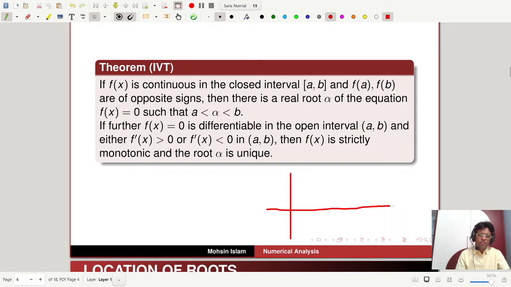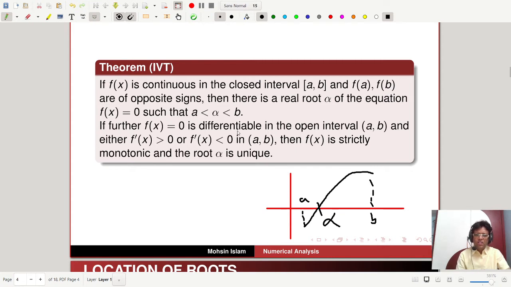So if this is the axis and suppose this is the curve, so this is a and this point is b and this is the f(x) curve. Look at that, f(x) is continuous in the closed interval [a, b], and if f(a) is negative and f(b) is positive, so f(a) and f(b) are of opposite signs, then there is at least one point alpha where the curve cuts the x-axis. So alpha is a real root of the equation.